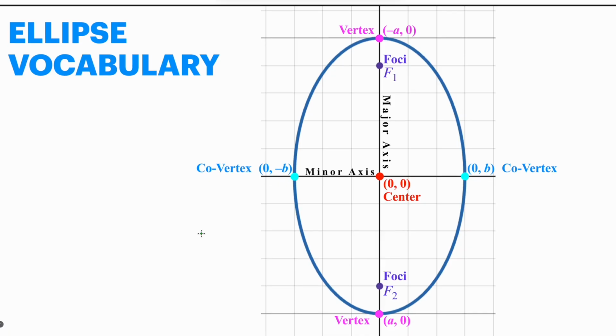If it is a vertical ellipse, then the major axis goes along the y-axis and the minor axis goes along the x-axis. The major axis is always the longer distance from the center to the vertex. The co-vertex in this case would be along the minor axis. You still have a focus F1 and another focus F2.